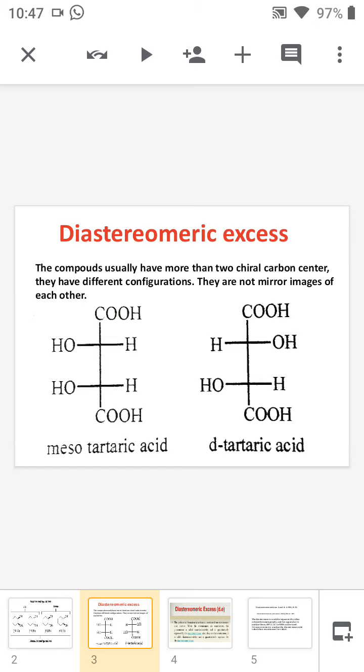This molecular formula I have shown here is tartaric acid, and the first one is the mesotartaric acid and the other one is the D-tartaric acid, and both of them are not related as object and mirror image, and that's why mesotartaric acid and D-tartaric acid are known as diastereomers. And here we can see the two asymmetric carbon atoms, but we know that mesotartaric acid is optically inactive and D-tartaric acid is optically active.